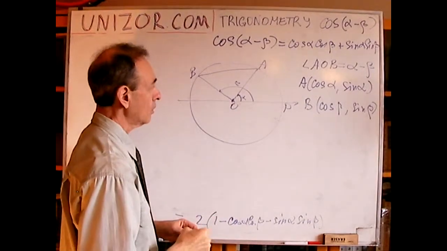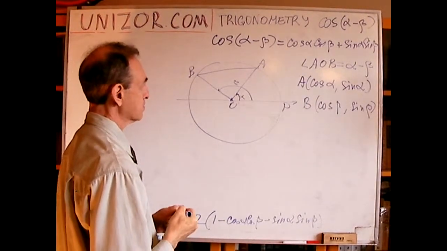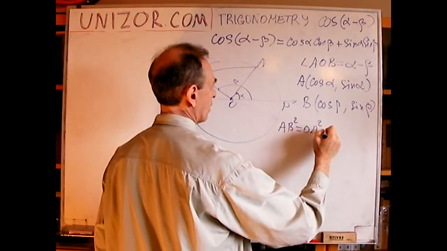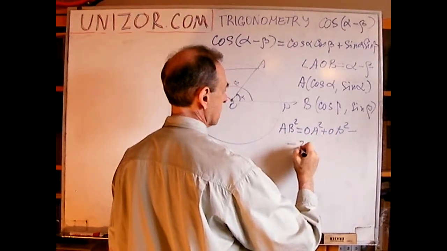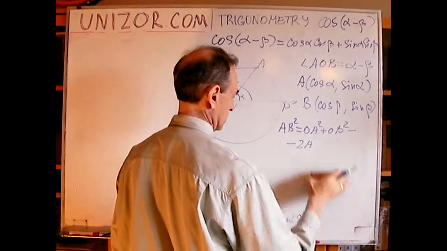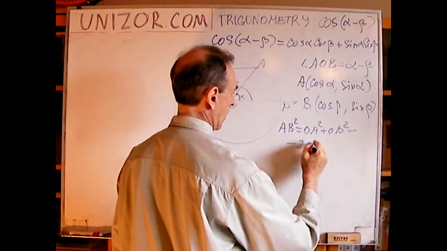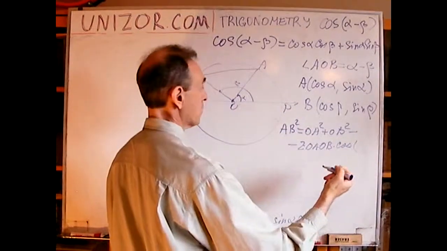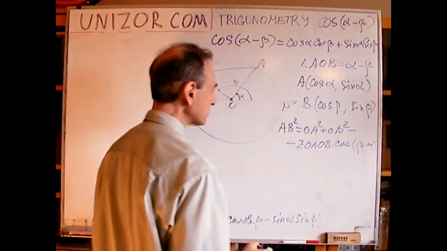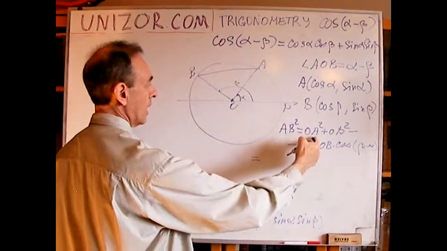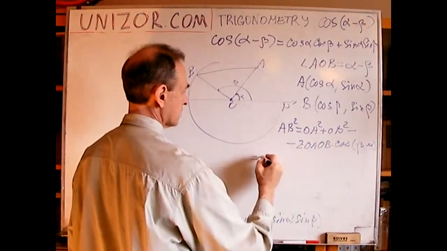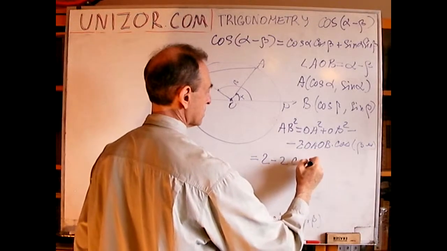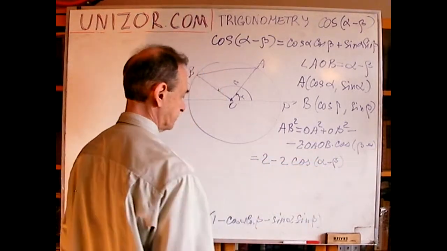Now, the law of cosines for this particular triangle states the following: AB squared is equal to OA squared plus OB squared minus 2 times OA times OB times the cosine of the angle between them, which is beta minus alpha, equals, since OA is 1 and OB is 1, 1 plus 1, which is 2, minus 2 times cosine of alpha minus beta.